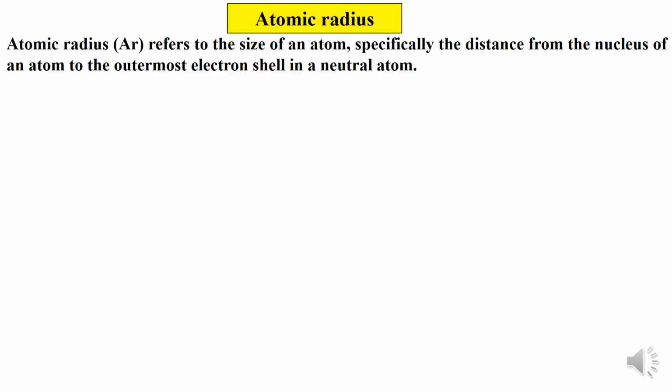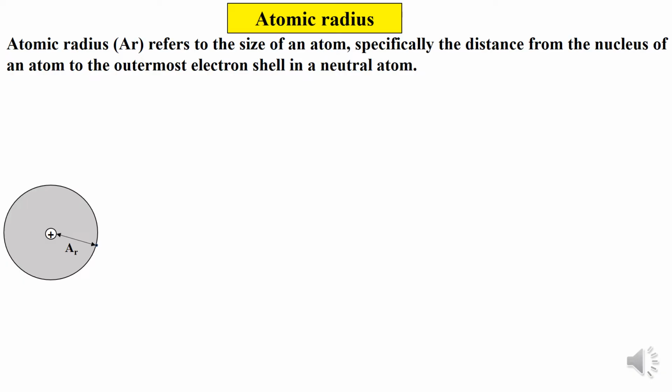What is atomic radius? Now, atomic radius refers to the size of an atom, specifically the distance from the nucleus of an atom to the outermost electron shell in a neutral atom. Now, you cannot determine the atomic radius directly by measuring the distance between the nucleus and the outermost electron shell.